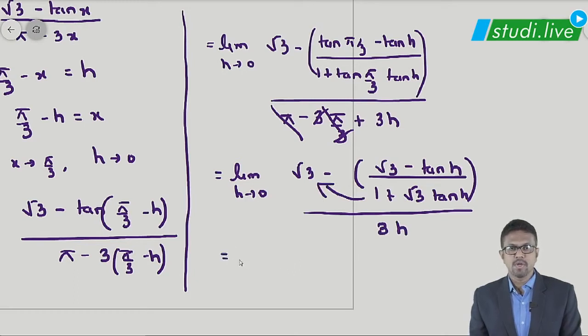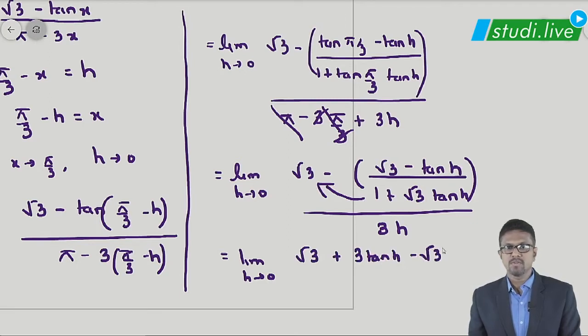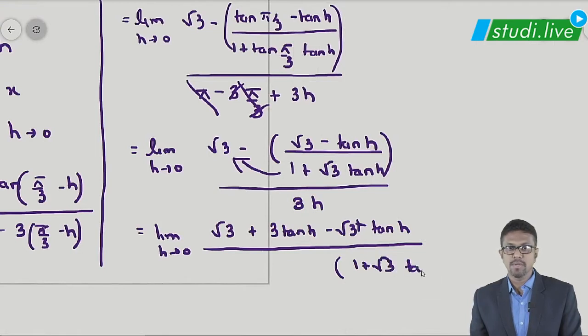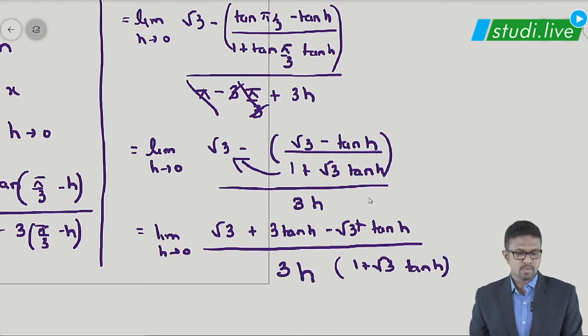So when we cross multiply, we will get limit h tends to 0, root 3 into 1 will be root 3, plus root 3 into root 3 will be 3 tan h, minus root 3, minus into minus will be plus tan h, upon the entire term 1 plus root 3 tan h, but this will be with the term at the denominator which is already present, that is 3h. So what can be cancelled? We can see that root 3 minus root 3 can be cancelled.